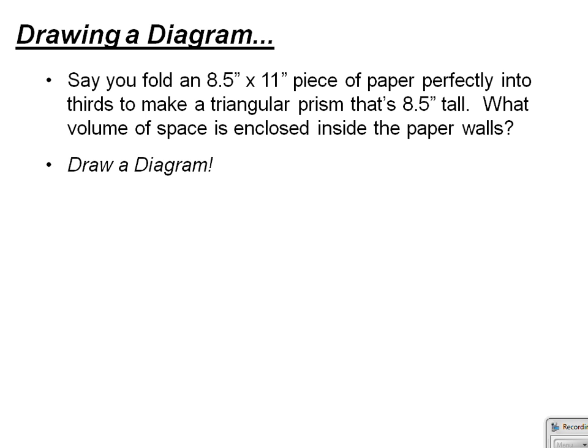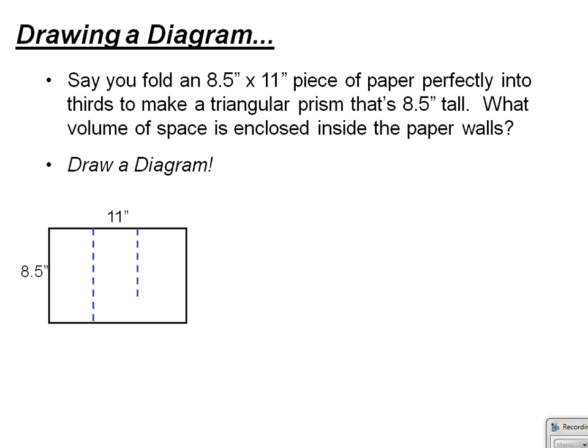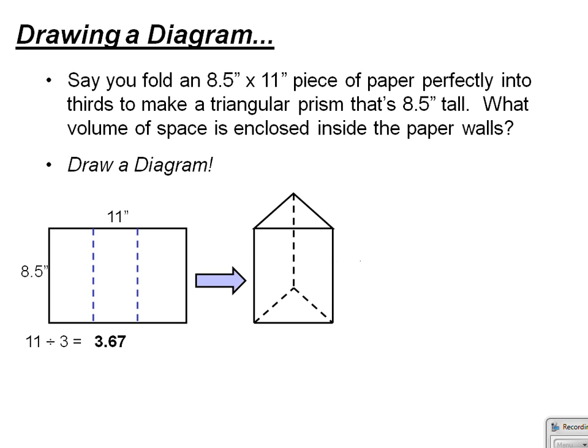In order to get a good handle on this problem, let's draw a diagram. Here's our sheet of paper, 8.5 inches tall, 11 inches wide, and we want to divide it into 3 sections. We want to fold it into 3 pieces to make a perfect triangular prism. So let's divide it up into 3 sections. Well, if we take that 11-inch length and divide it into 3 pieces, each dimension is 3.67 inches long, rounded to the nearest hundredths place.